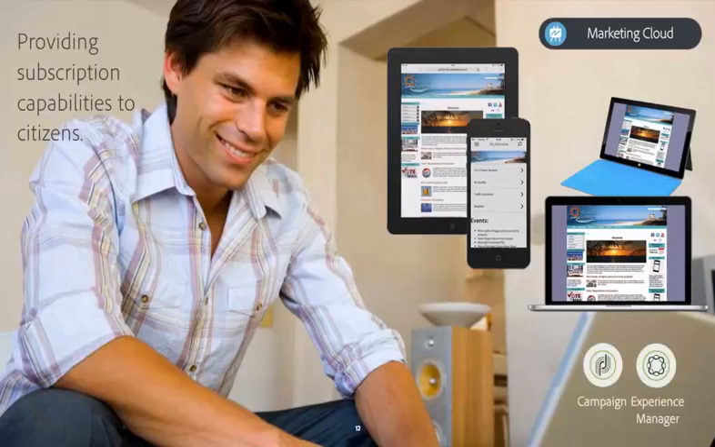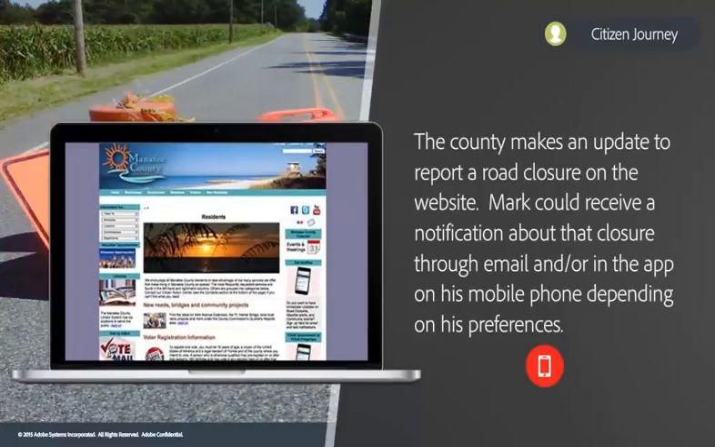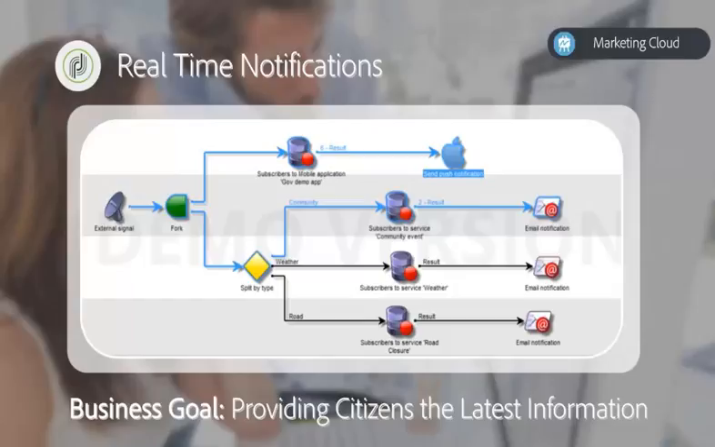We've just seen how Adobe Experience Manager and Adobe Campaign made it easy for Mark to subscribe to get relevant information. The county makes an update to report a road closure on the website. Mark could receive this notification about the closure through email and or in the app on his mobile phone, depending on what preferences he set when he signed up. Using Adobe Experience Manager and Adobe Campaign, the county is sending real-time updates to improve their outreach for residents. Let's take a look.